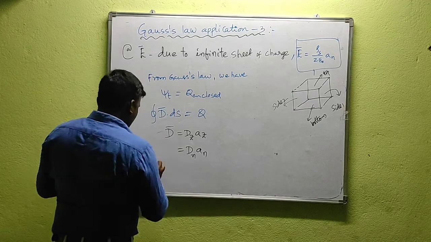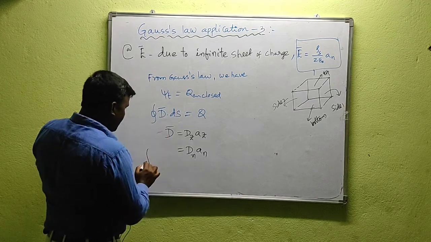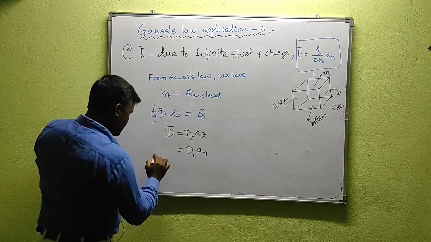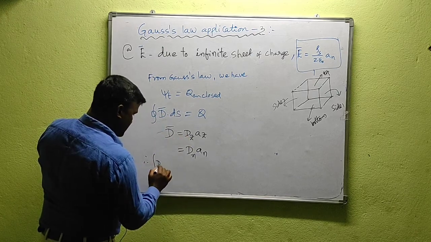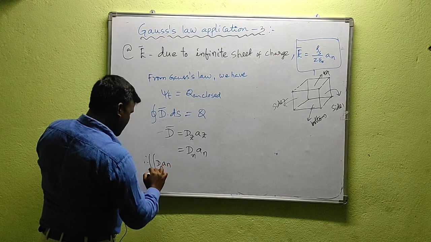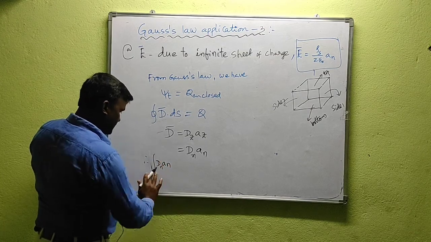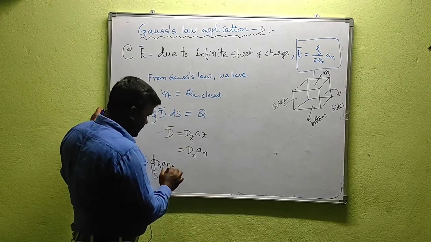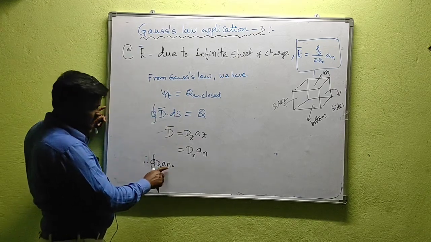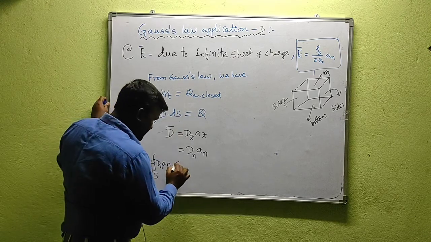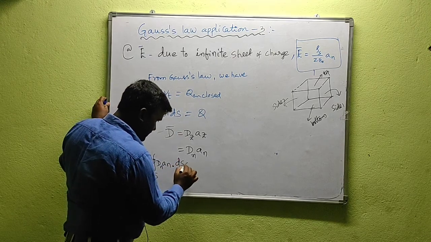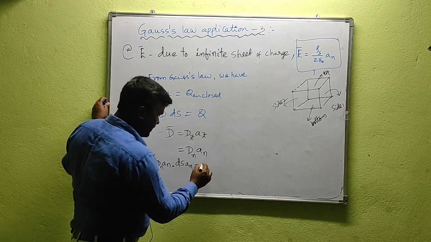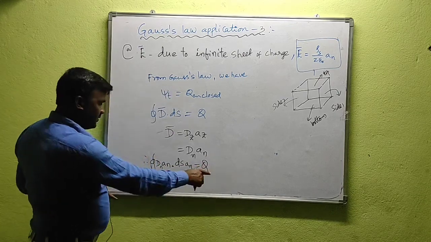Now substitute this Dn a n here. Therefore this is a double integral, or surface integral, a closed surface integral, of ds dot, differential surface area normal to this n, that is ds a n. So a n dot a n cancels, a n dot a n is 1, and of course we can simplify later, that is Q.